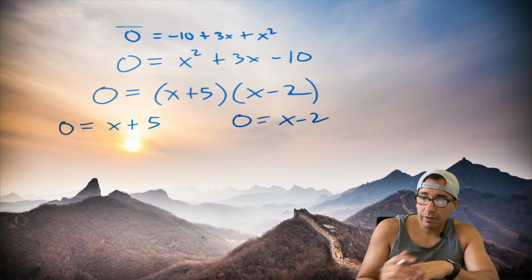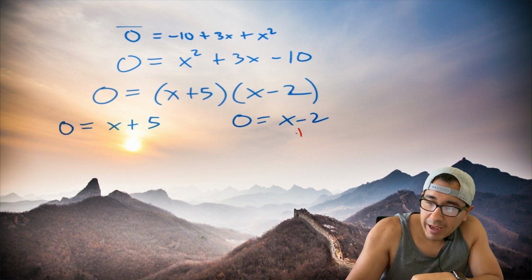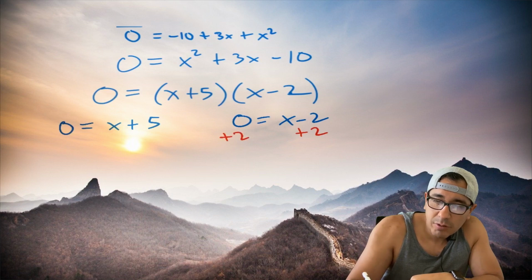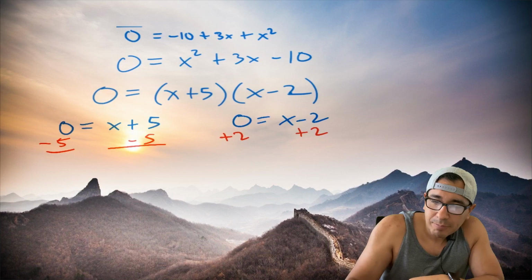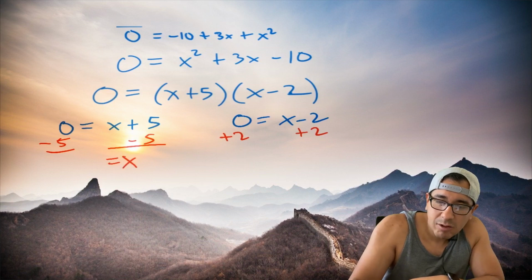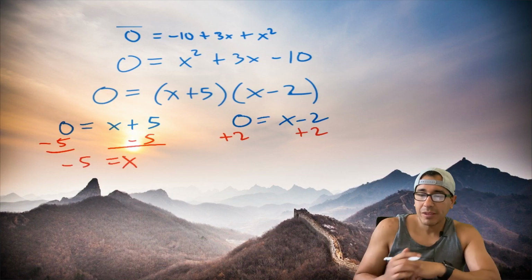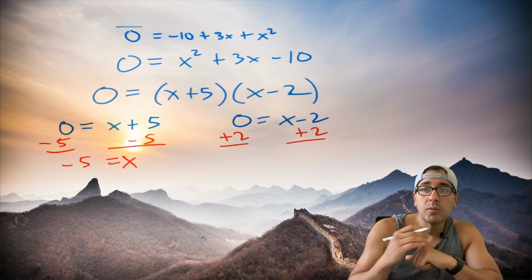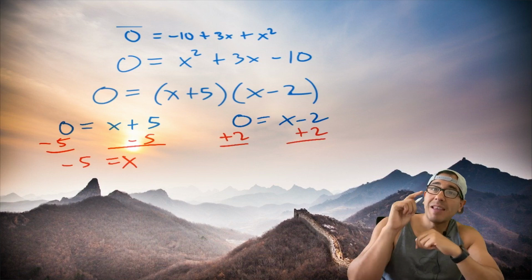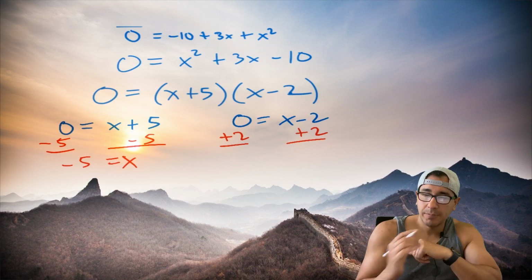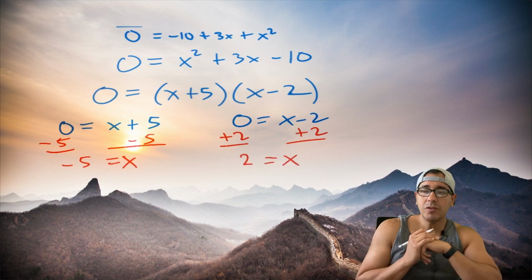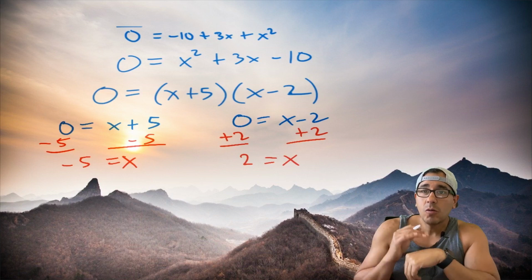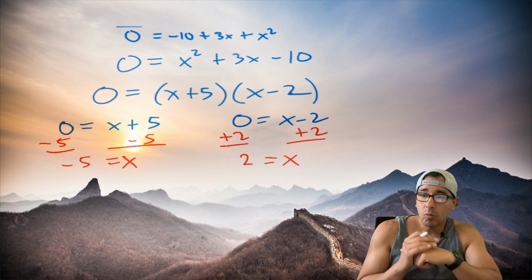And now we solve. So let's go ahead and add 2 to both sides. And this one we're gonna subtract 5 from both sides. And so you get x equals negative 5 for one of our possible solutions, because make sure that you check your work. And over here, we got x equals positive 2. So now we need to check our work, and we're going to go ahead and plug these in.